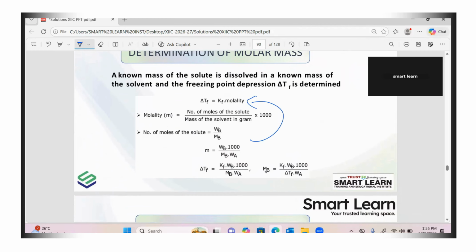From this we can find out the Mb by rearranging the equation. It goes to the denominator. Then Mb is equal to Kf into Wb into 1000 divided by delta Tf into Wa. This is a very important equation. Both are very important to solve the numericals for the solutions.